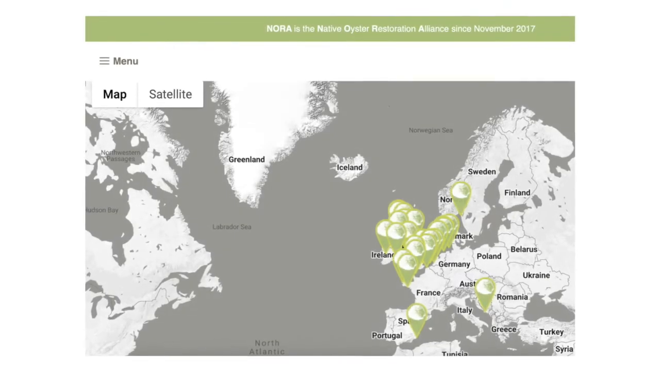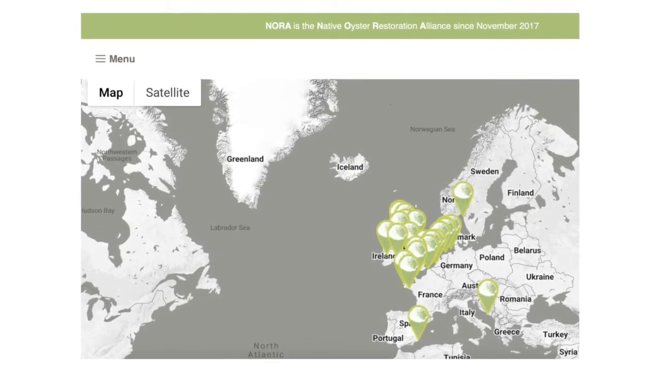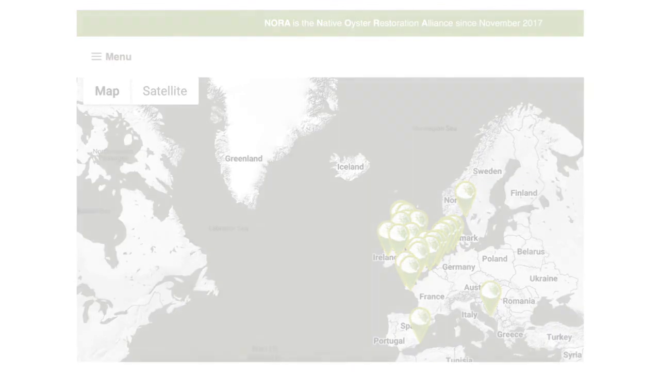But we also need to learn from the pilots that are taking place in other countries. Like in Germany they are restoring oysters, but also in Belgium. And luckily we have this organization, the Native Oyster Restoration Alliance, where all these different organizations are communicating with each other. So I'm quite positive about the future.